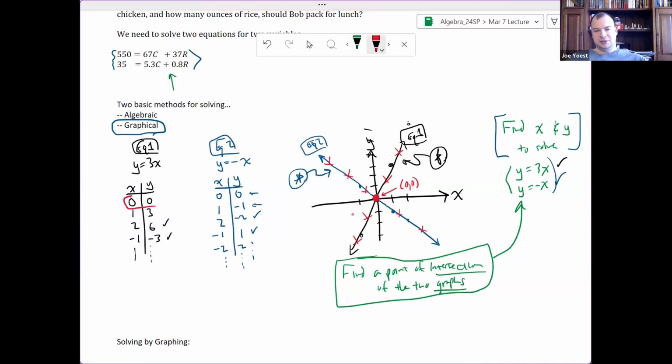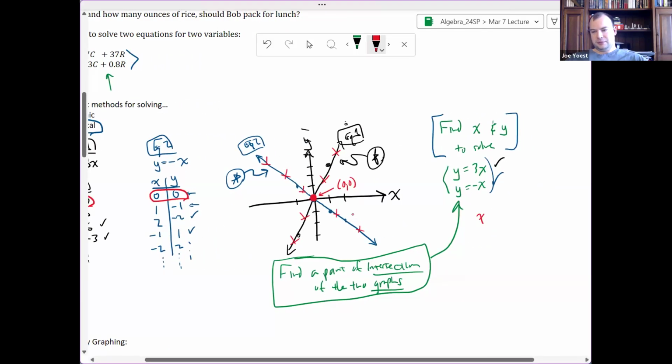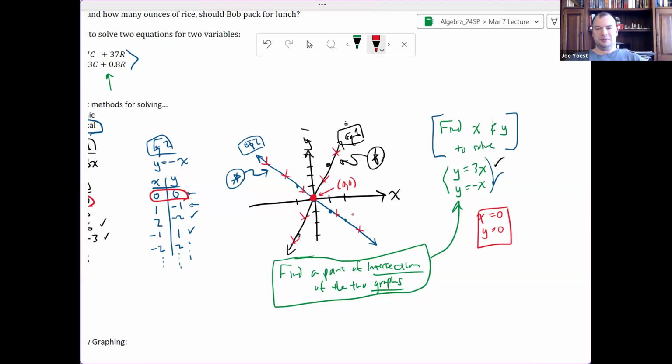I also note that 0, 0 is a solution to the two algebraic equations at the same time. So my solution is x equals 0 and y equals 0. If I plug in x equals 0 and y equals 0, that does simultaneously solve both equations. And I can see from the picture that no other ordered pair is going to be a solution to both equations at the same time.